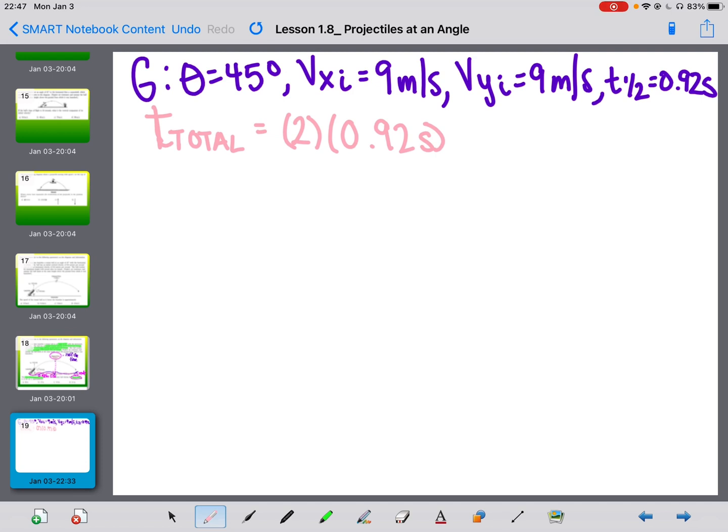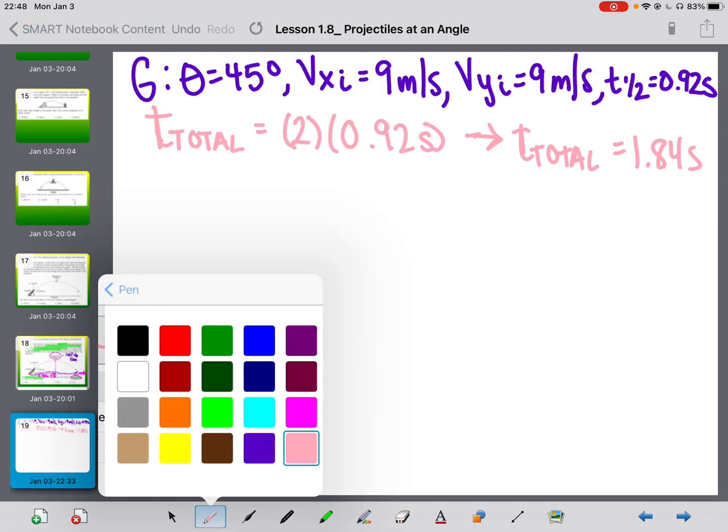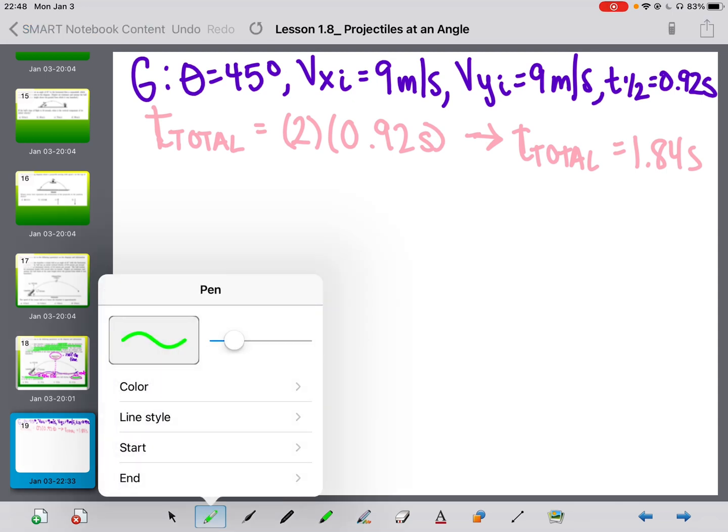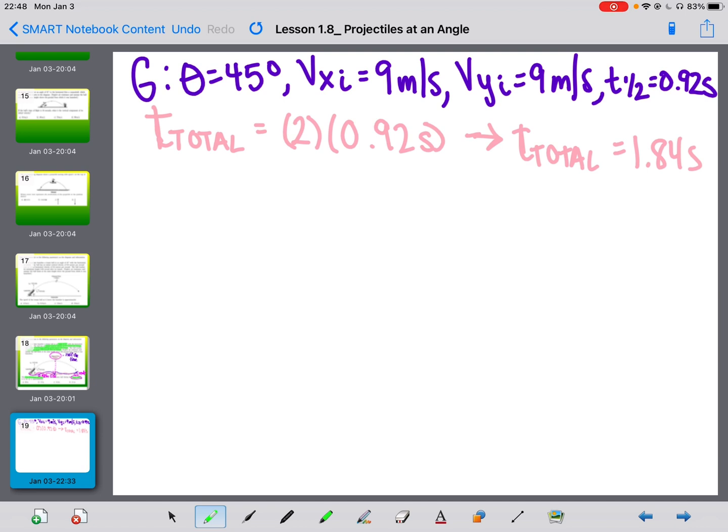Because it's just double the half time, and we just said half the time was 0.92. So all we have to do now is go 0.92 times 2, and you should get that the total time equals 1.84 seconds. That's really important. Now if you remember, whenever we used to do projectiles, we used to do this chart, right?